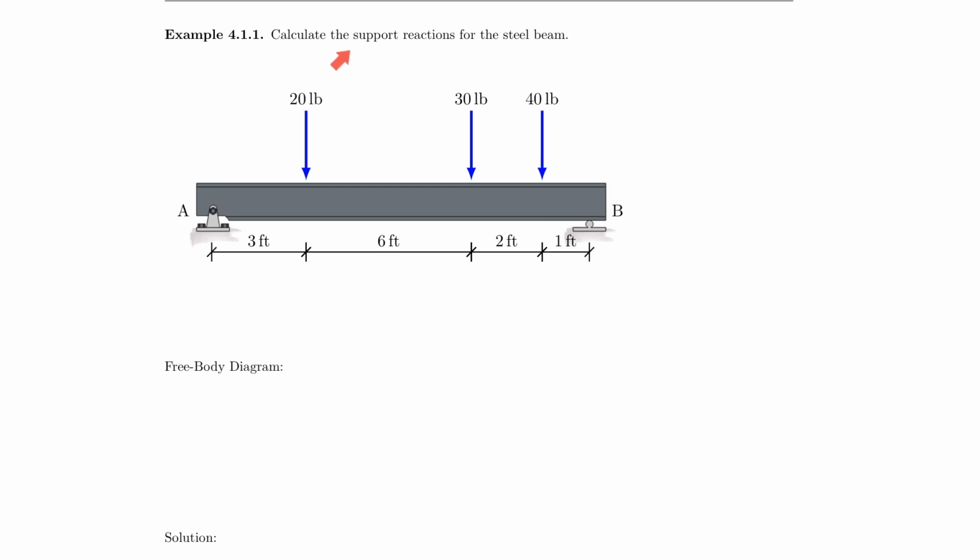So here we are asked to calculate the support reaction for the steel beam that has 3 loads on it, 20 pounds, 30 pounds, and 40 pounds, and then has, of course, given distances for each of these forces. And the first thing we always have to do when we see these problems is to draw the free body diagram before we can actually solve it. And what I do to help myself with this is usually I kind of bring down the dimensions. So let's do that first.